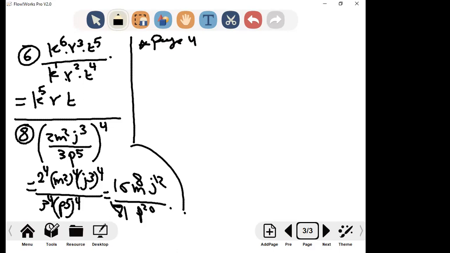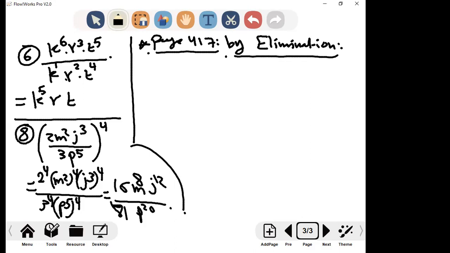Page 417. Solve by elimination. Now focus. If the question tells you to solve the following system by elimination, you need to use elimination. By substitution, you need to use substitution. Be careful about that. Okay? If the question said solve the following system, period, you are free. You can use elimination or substitution, because most of the systems we can use both of the ways. Mostly, right?